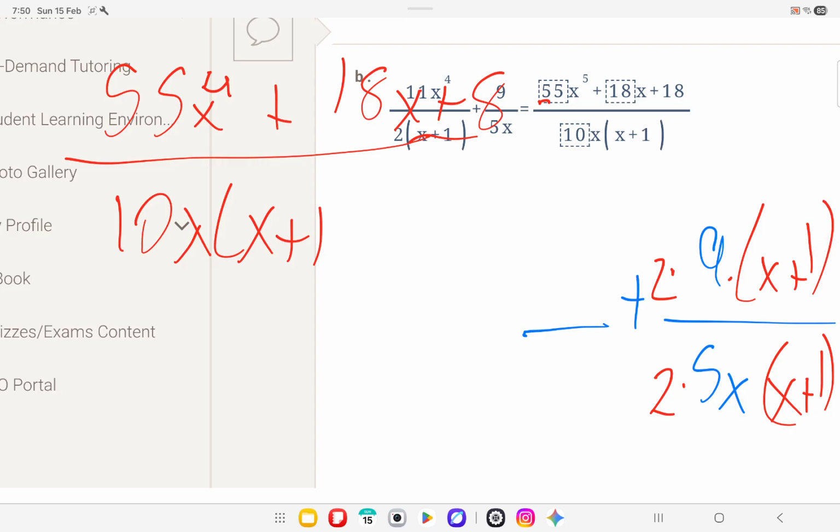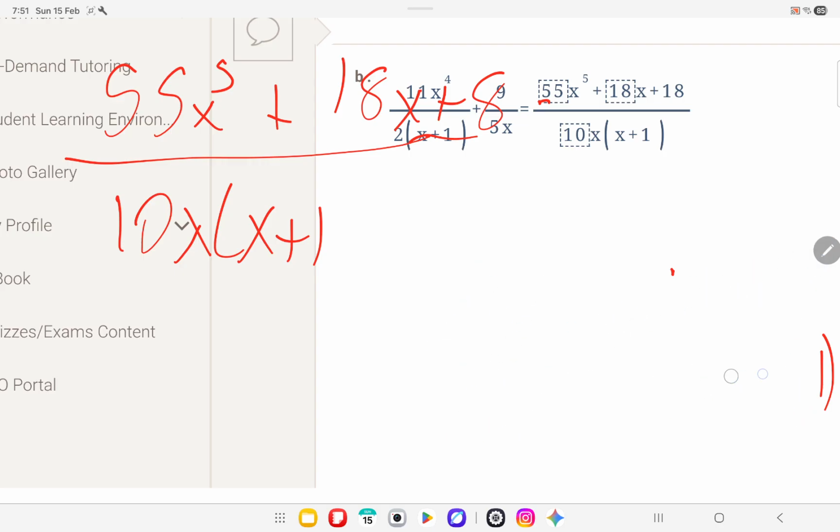Oh yeah, wait. Here we did 5x times 11, so it'll be 55x to the power 5, because we did 5 times 5x down, times 5x in the denominator. Here we did times 5x, so up we have to do times 5x, not only 5. So we found that the answer is 55x to the power 5 plus 18x plus 18 all over 10x times x plus 1.